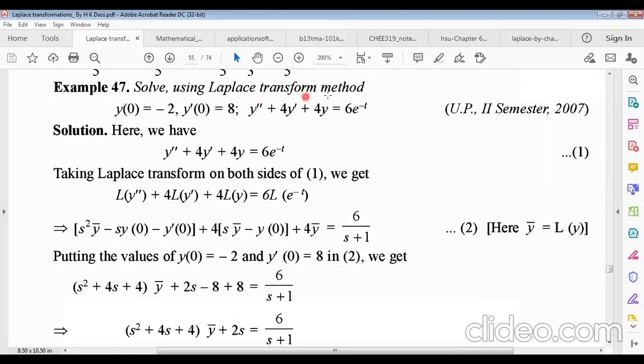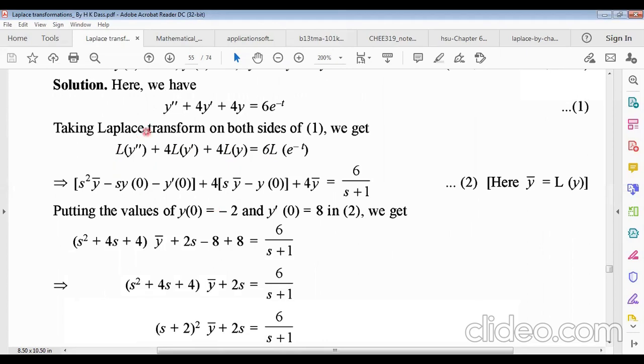Another one, this is also a second order differential equation with right hand side not equal to 0. So taking as usual Laplace transform on both sides, we get this one, and second derivative of y(t) will be this, and first derivative of y(t) Laplace transformation is this, and Laplace transformation of y is this y bar. Okay, y bar is the Laplace transformation of y(t). So Laplace transformation of e to the minus t, what will be? This is the basic function in first lecture, 1 by s plus 1.